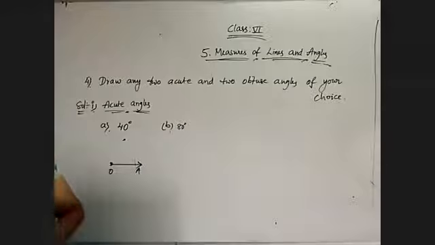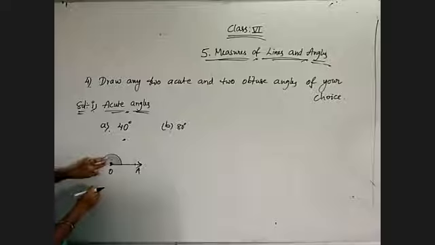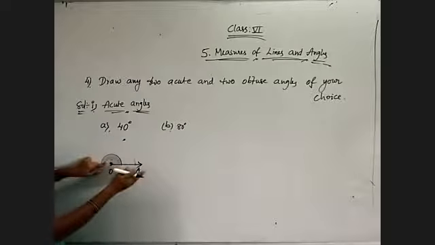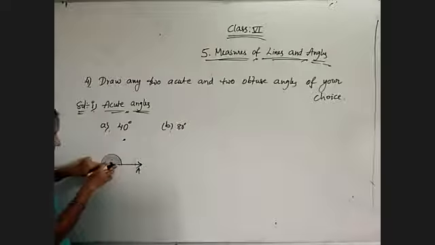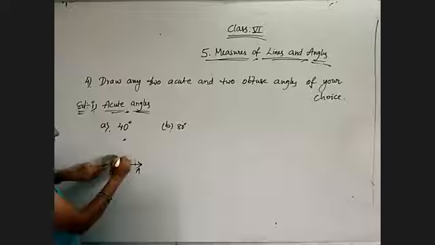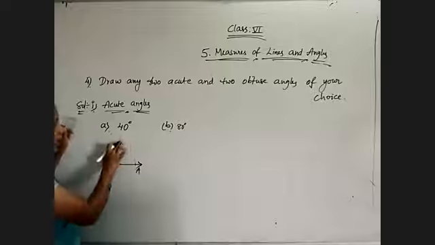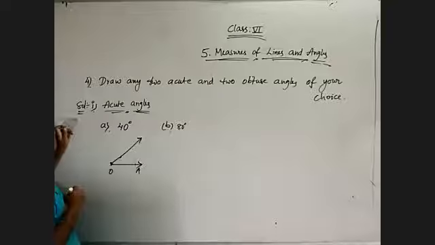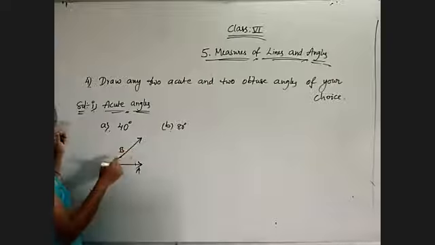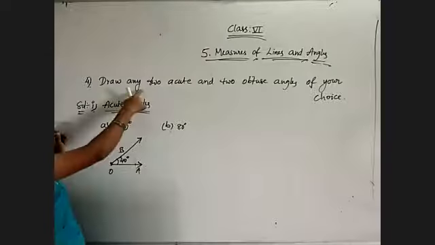See, set your protractor at O. Because the ray is spreading in the right direction, 0 is starting from down, so the down values I have to consider: 0, 10, 20, 30, 40. My 40 degrees is there on the protractor here. So remove the protractor, mark the 40 degrees point. Now join those two points. So angle AOB equals 40 degrees. This is my first acute angle.